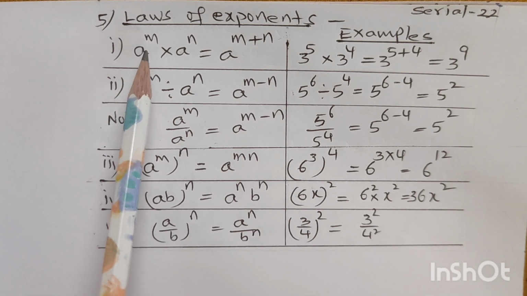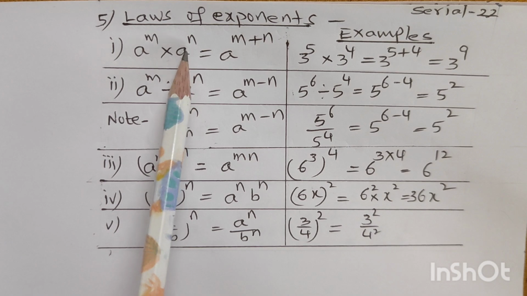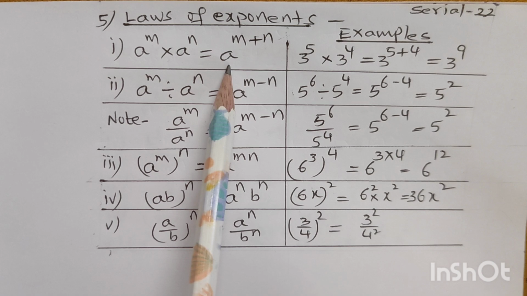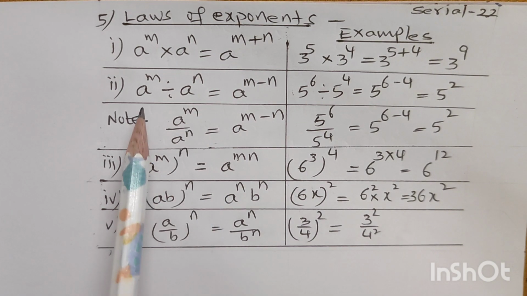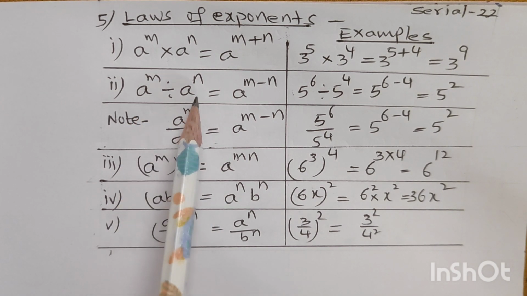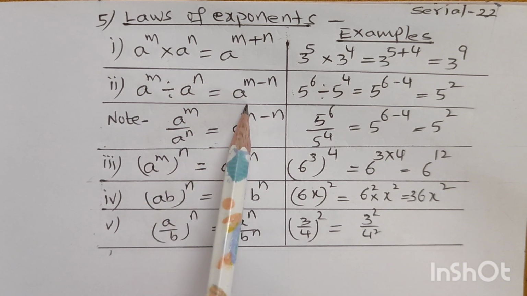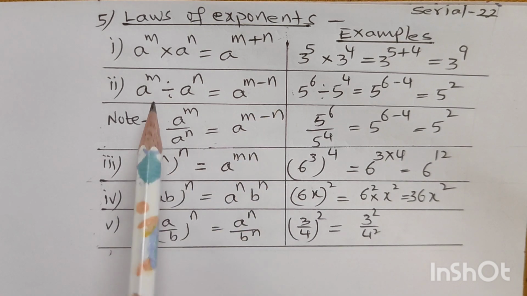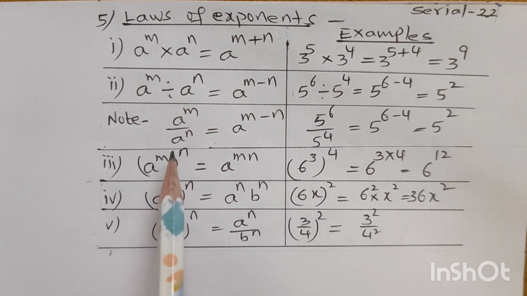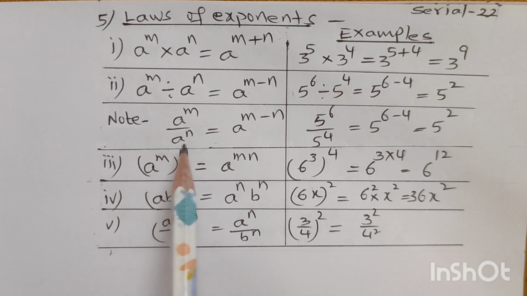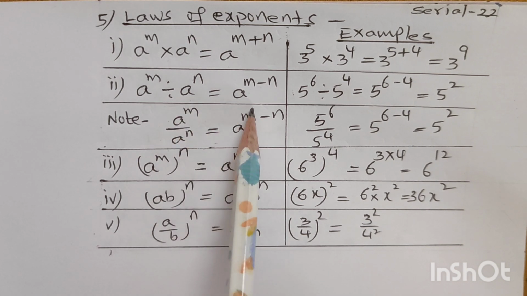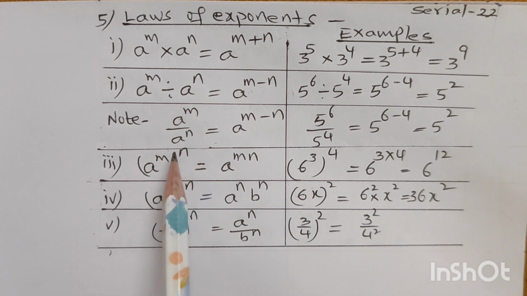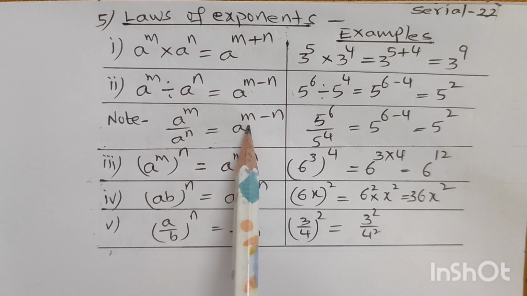Like a to the power m multiplied by a to the power n, the powers get added on the same base. a to the power m divided by a to the power n is a to the power m minus n. Now the division can be written in this form or in this form. Both are the same. In either form, it will be a raised to the power m minus n.